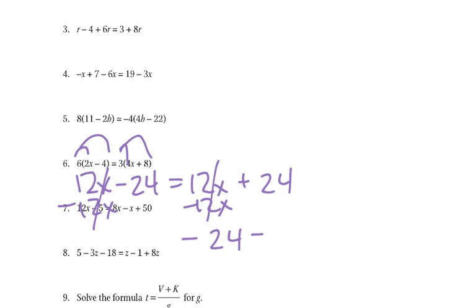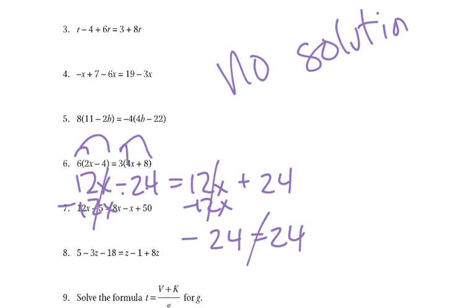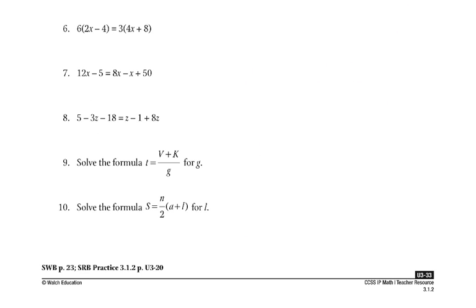Does negative 24 equal positive 24? Because that minus stays with the 24. No, that isn't true. Okay. When this happens, there's no solution. It's the opposite of what happened on number 5. It tells me it doesn't matter what number I put in for x, it's never going to be an answer. So no number, there's no solution. No number will ever work.